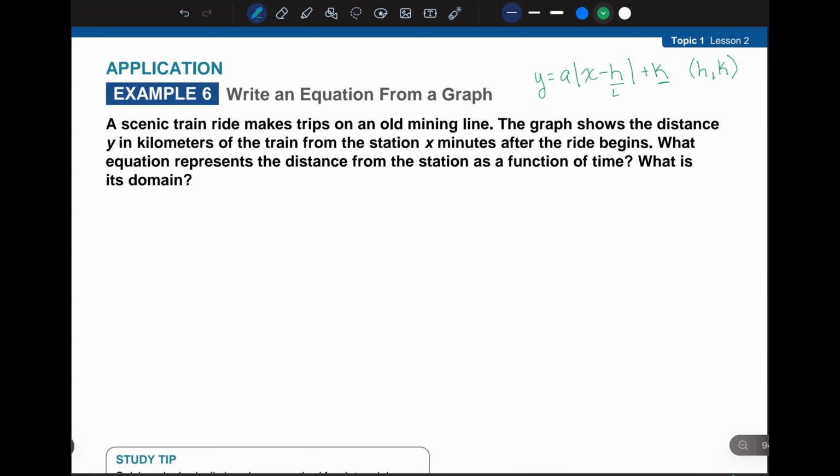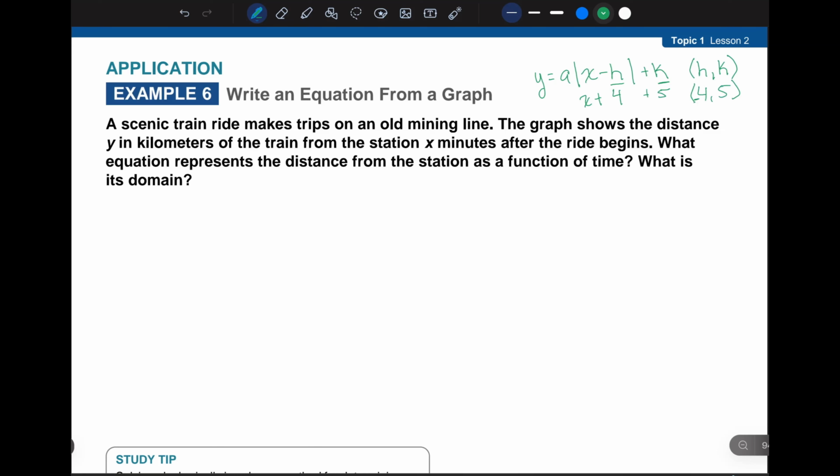So if this was 4 and this was 5, so I had x minus 4 and then plus 5 back here, my h would be 4 and this would be 5. That's because even though this looks like negative 4, it's in the equation that there is a negative there. So if this was positive 4, then this would be negative 4. Okay? All right, so we know that the graph shows the distance in kilometers from the train.